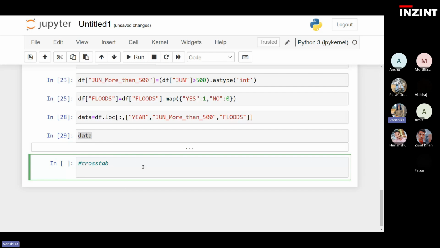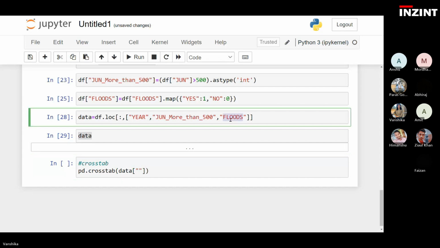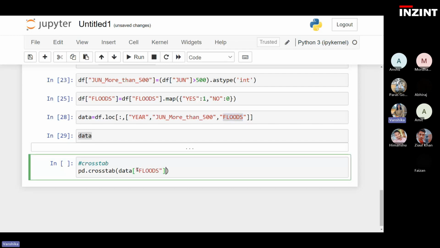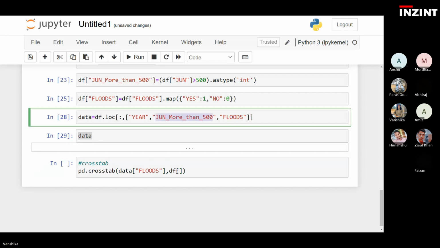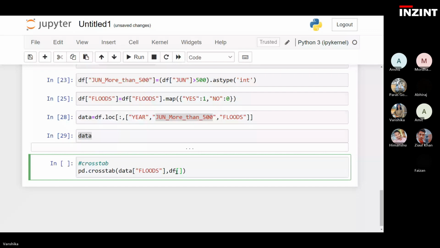Can you guys recall the scatter plot? Scatter plot भी क्या कर रहा था? It was able to tell me the relation between two quantities, but it was doing it with the help of visualization. यहाँ पे we'll get it in the form of numbers. So use the pd.crosstab function. और मेरे को किस पे cross tabulation करना है? I have to do it on the column of floods and rainfall. Okay, let's run it.